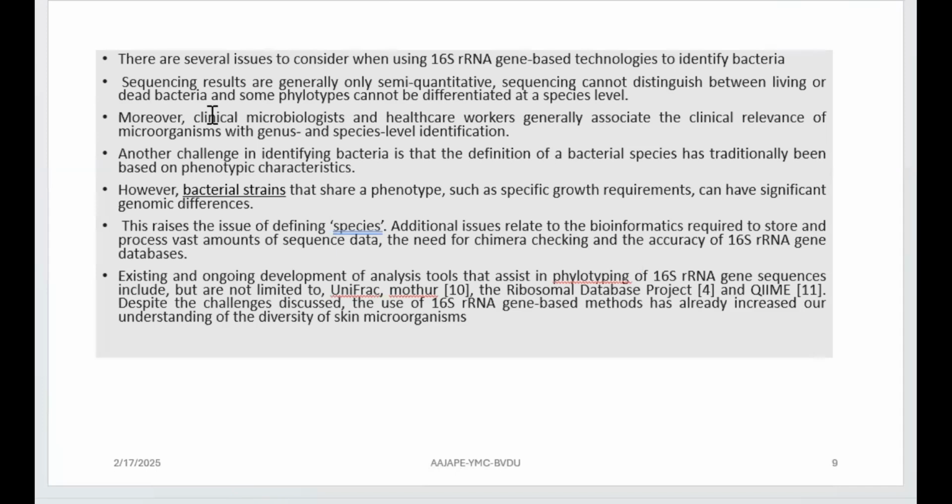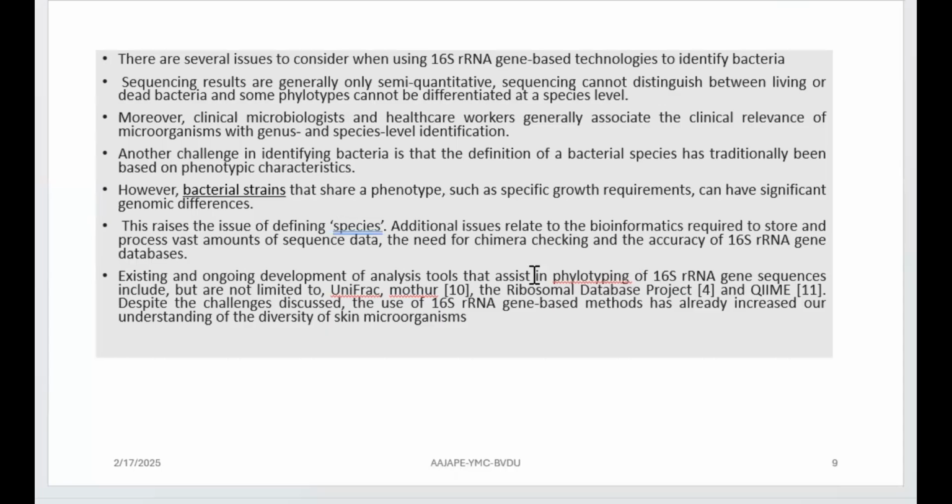When it comes to clinical microbiology or identification of pathogenic bacteria, the clinical relevance of the microorganism with its genus and species level identification needs to be done, right? The challenge in identifying is that the definition of bacterial species has traditionally been based on phenotypic characteristics. So matching of these two methods to give you a right identification is a limitation or challenge, you can say. It is not that they are always 100% going to work together. So this raises the issue of defining the species.